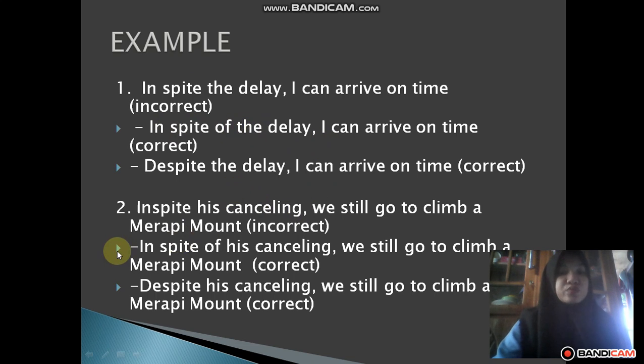Next, number 2. In spite his cancelling, we still got to climb a Merapi Mountain. Incorrect. Next, in spite of his cancelling, we still got to climb a Merapi Mountain. Or correct. Next, despite his cancelling, we still got to climb a Merapi Mountain. Or correct. Mengapa pada bagian pertama ini salah atau incorrect? Karena seharusnya preposition in spite harus diikuti oleh konjungsi of setelahnya.